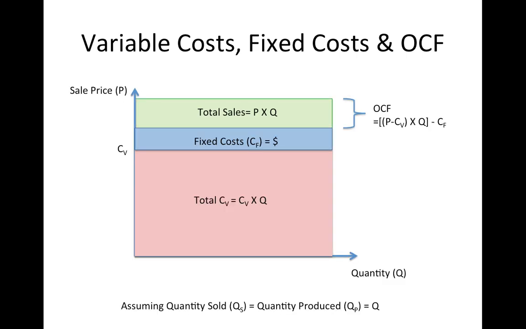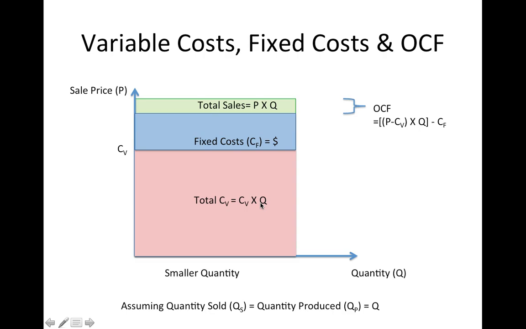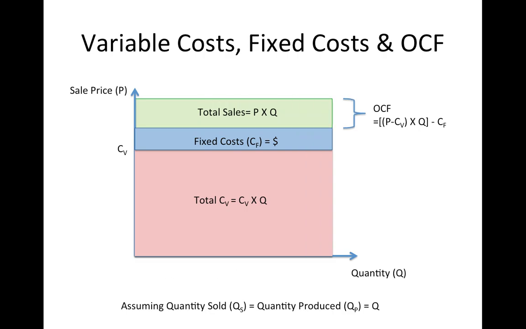So, a simple way to think about this: you've got your total sales amounts, the whole big square. Your total variable costs are this red square. Fixed cost is the blue rectangle here. And what's left over between those, that's your operating cash flows. All right. And again, I've simplified in this example that the quantity sold and the quantity produced are the same thing.